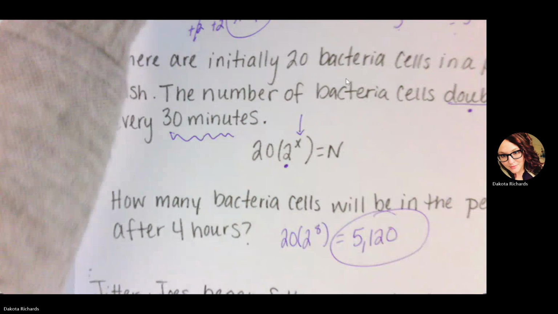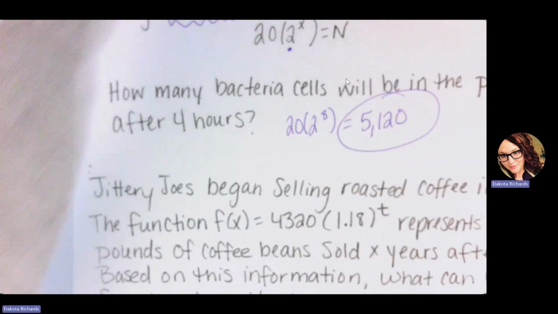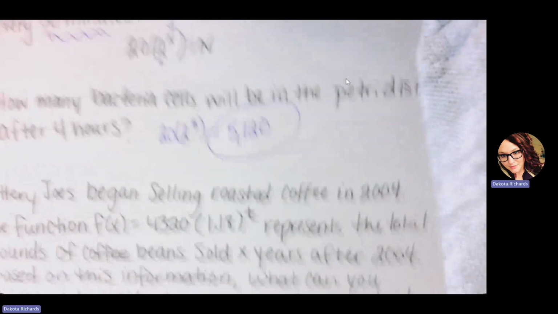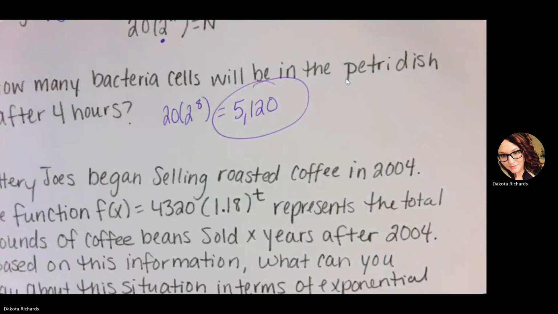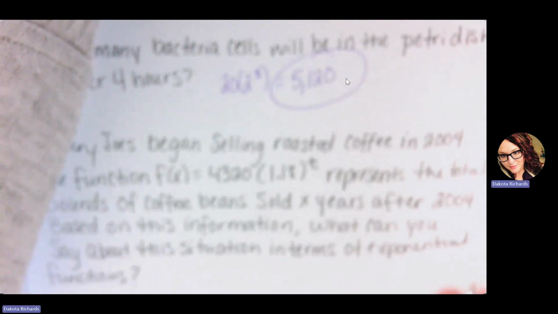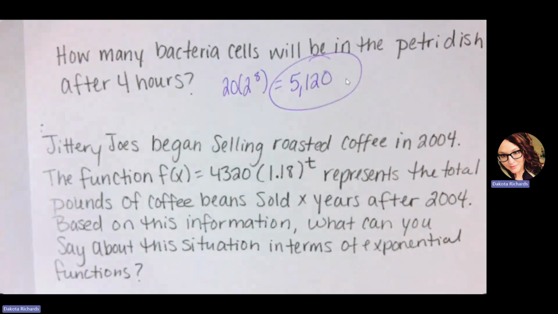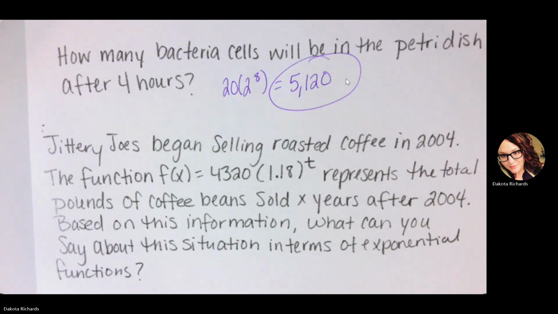Okay. Last question. Jittery Joe's began selling roasted coffee in 2004. There is a Jittery Joe's. I'm not sure if they got their start in 2004. I just kind of made this up. But Jittery Joe's began selling roasted coffee in 2004.